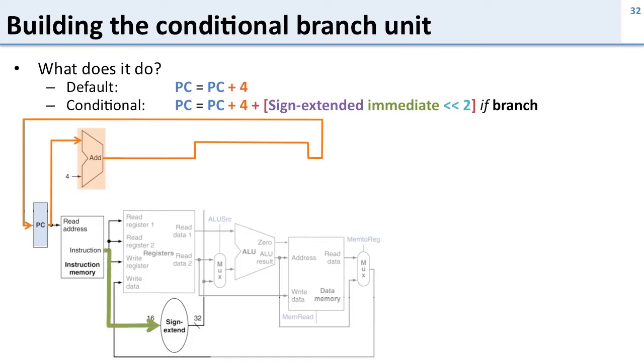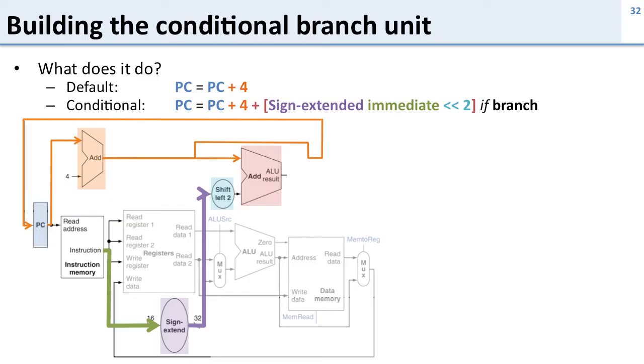The first thing we're going to do is take the instruction, and from the instruction we're going to get that immediate value. Now we need to sign extend the immediate value so that we can use it to calculate the branch address. We can then take this sign extended immediate value, shift it left by 2, and then add it. And what are we going to add it to? Well, we're going to add it to what we had before, PC plus 4. So now we've got PC plus 4 plus the shifted sign extended immediate result.